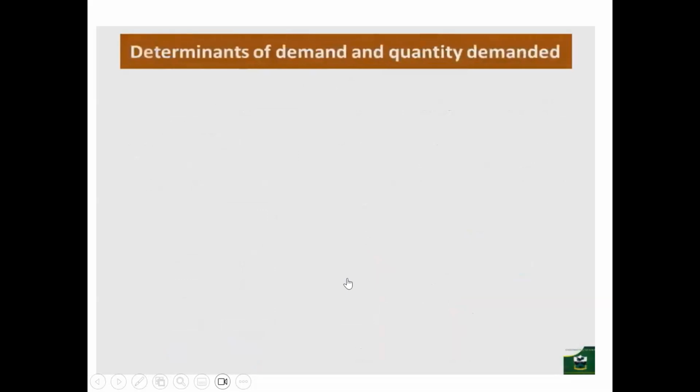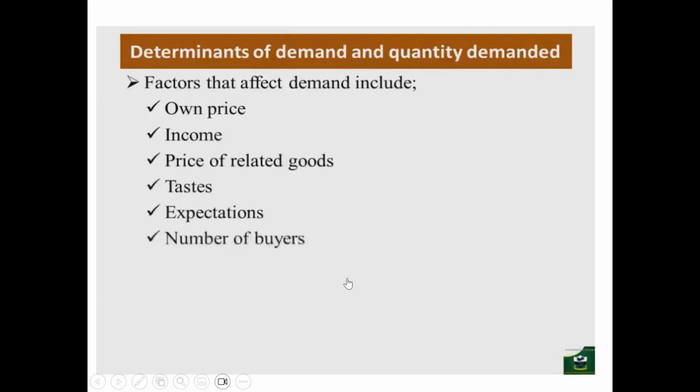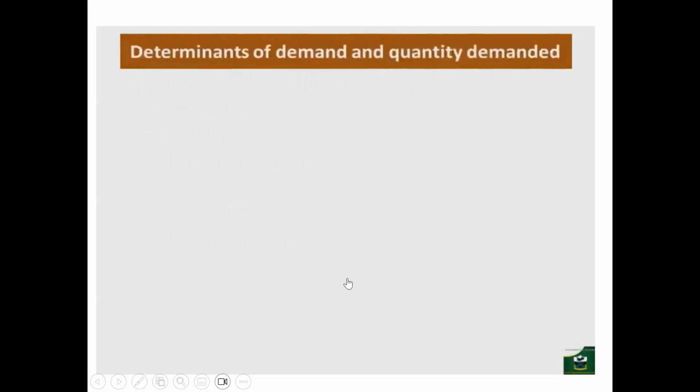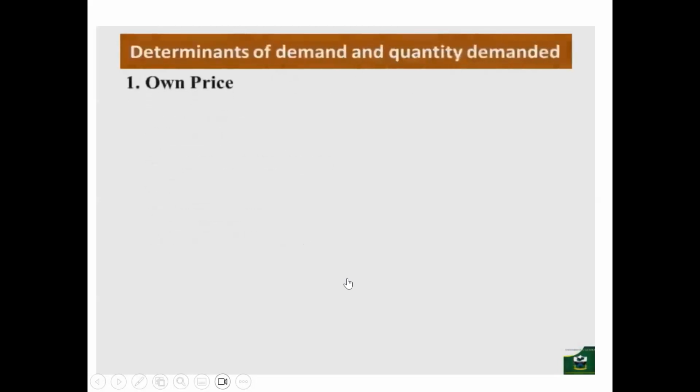Let's now look at the determinants of demand and the quantity demanded. The first determinant we look at is the own price. Then we also have income. We have the price of related goods. We have the tastes of the consumer, expectations, and the number of buyers. Now, you should note that these are not the only determinants of demand. Okay, so let's look at own price.